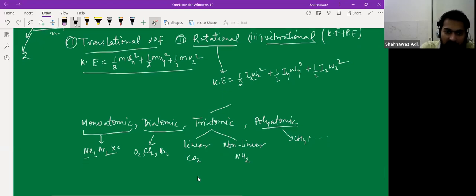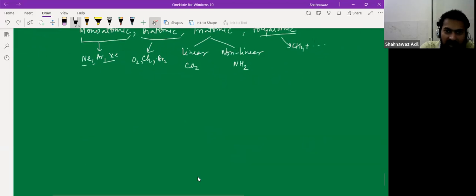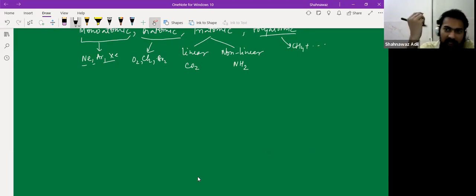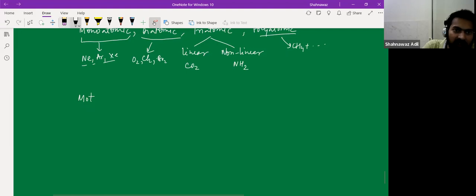So for monoatomic gases, can you have a rotation? Let's say you have a point particle, can you rotate it? Will there be a meaning of rotation? No. Right. So you can't have a rotational degrees of freedom for a monoatomic gas. So let's try to understand what will be the degrees of freedom for these cases.